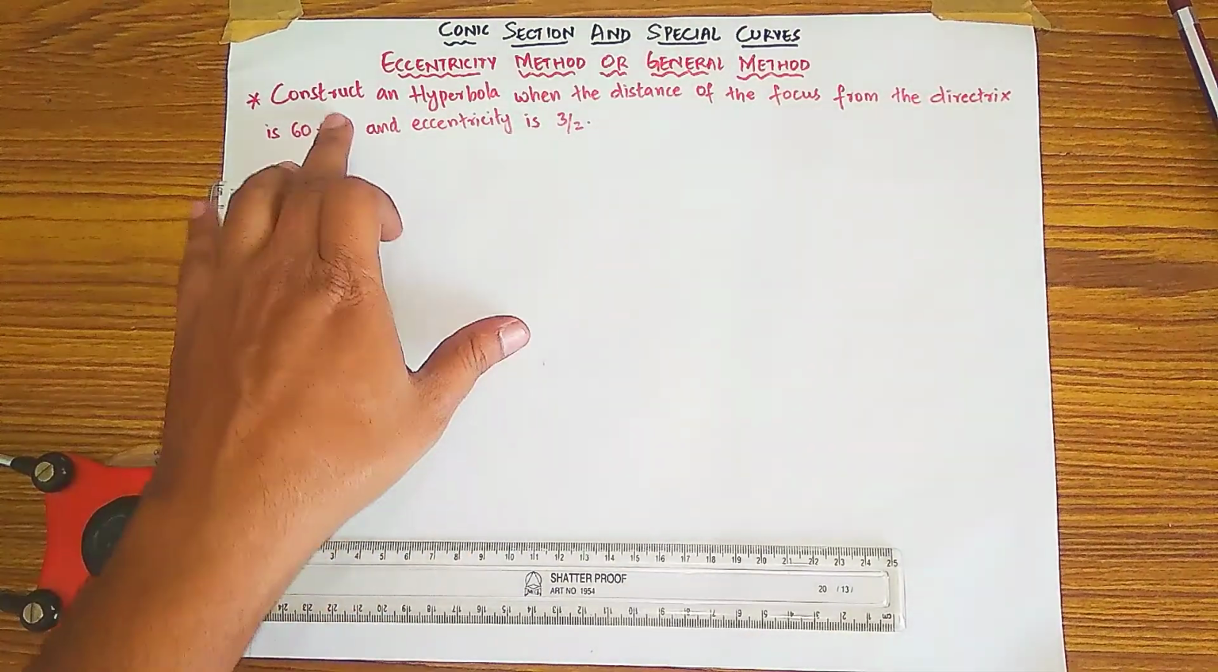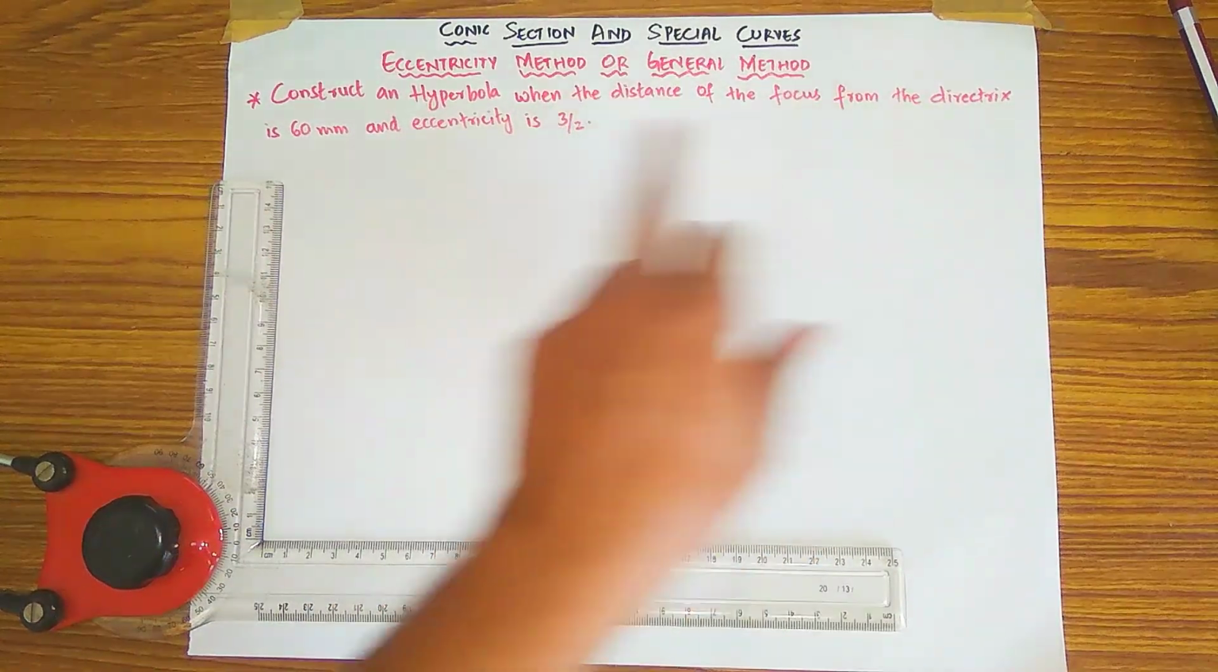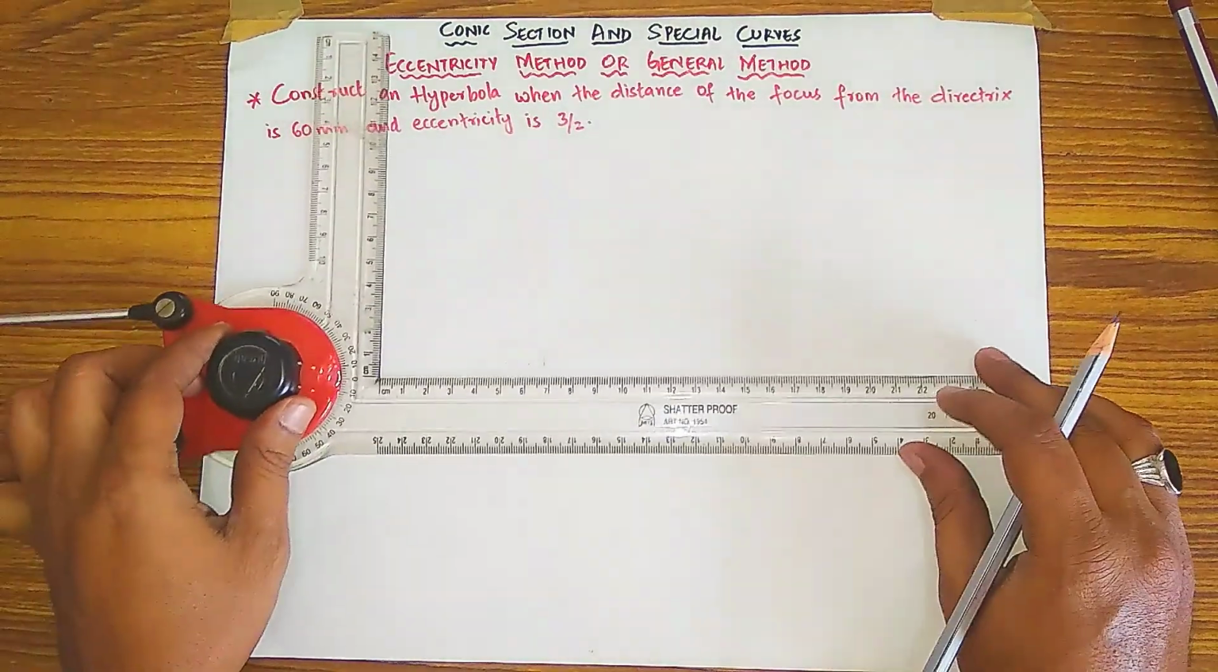And now I am going to start my problem. Construct a hyperbola where the distance of the focus from the directrix is 60 mm and the eccentricity is 3/2. So how to draw this?